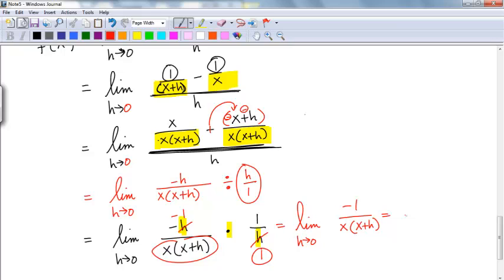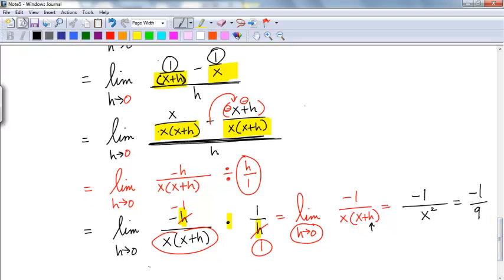Have I reduced everything I can do? Yes. Now you let this happen. Let h go to 0. So everywhere you see an h, you're going to substitute in a 0. So what's left on top? Just negative 1, right? And if you let this go to 0, you have x times x, x squared. Notice the limit notation is gone. And they asked for it at x equals 3. So at x equals 3, it would be negative 1/9, right?